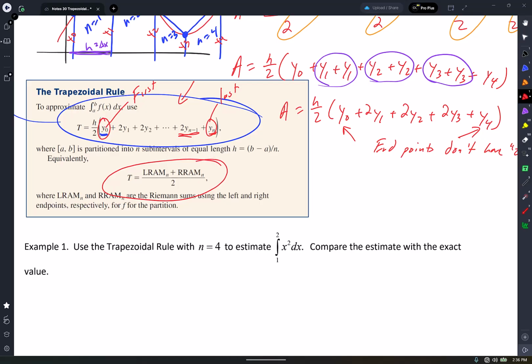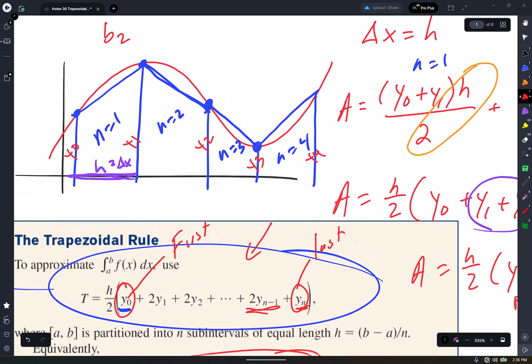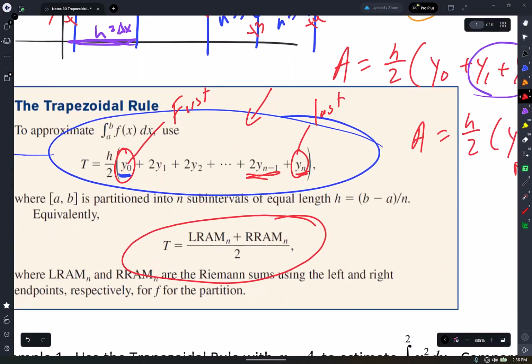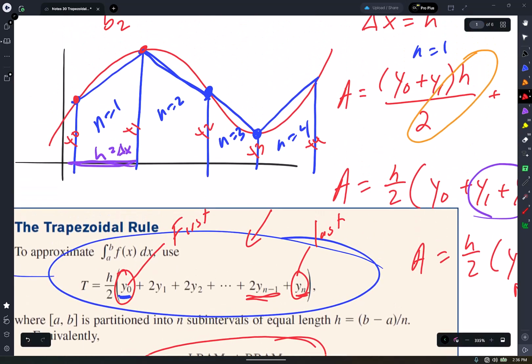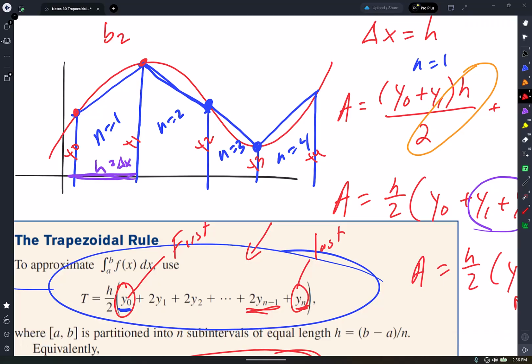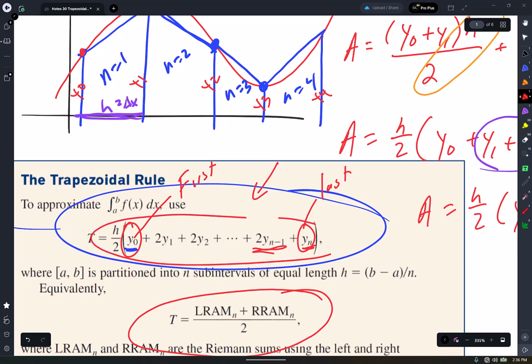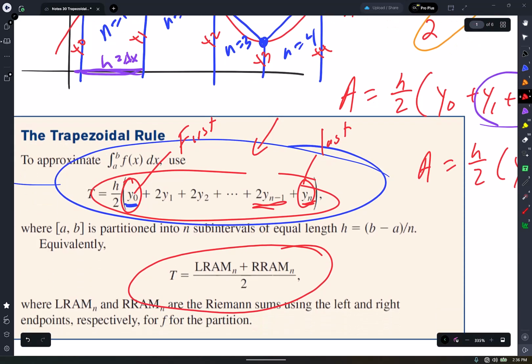It says that it's the same thing as doing LRAM plus RRAM divided by 2. Well, yeah, it is. Because if you notice, look at the subinterval, the leftmost point and the rightmost point. Do you guys see how it's the same? Leftmost point plus rightmost point divided by 2. Leftmost and rightmost, they're both on the curve. But I personally like that one better. Not necessarily the formula with the same delta x's, but doing each trapezoid one at a time. Cool or not cool? All right, let's keep going.